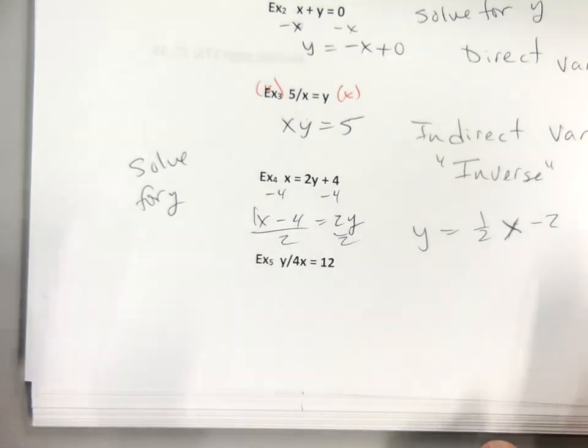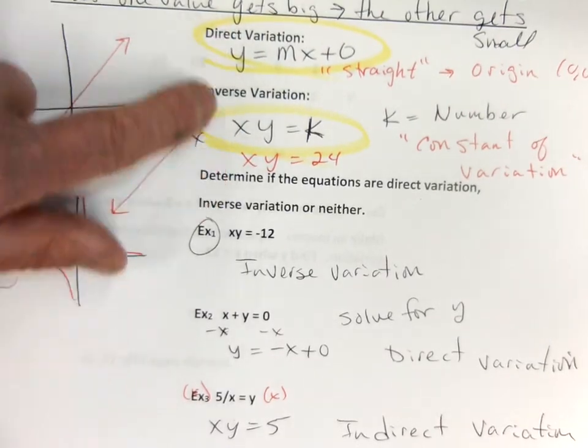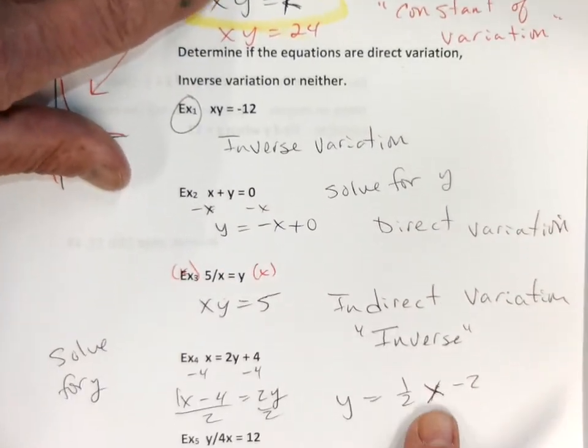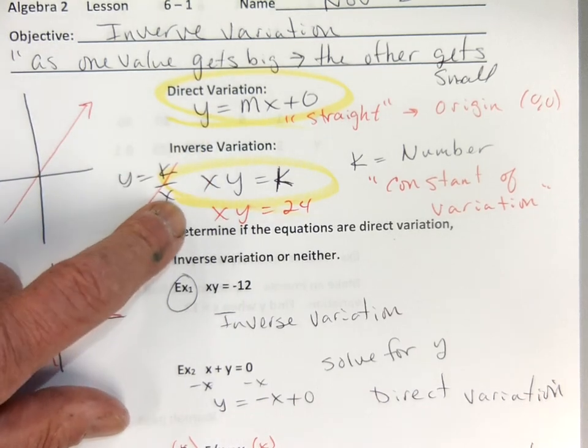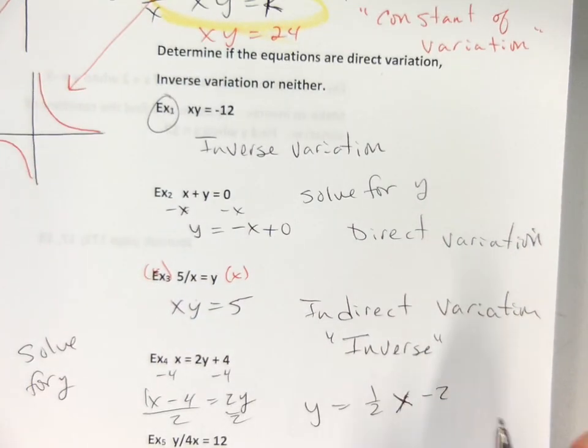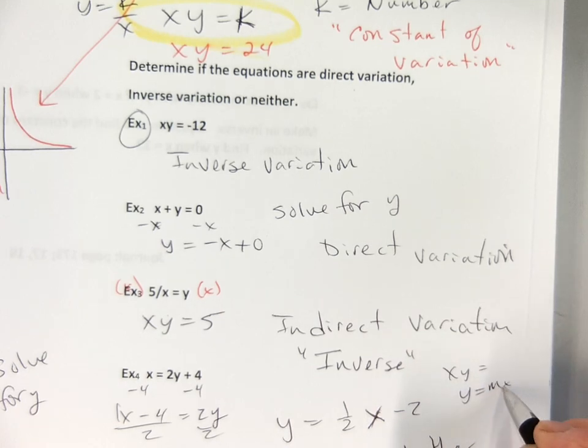All right. Which one does it look like? It's neither, isn't it? It's because of that darn minus 2, so it's neither. I mean, it's not an x, y equals some number. It's not a y equals some mx plus 0. It's a mx plus negative 2, so it's neither.